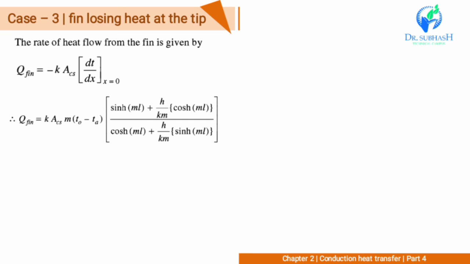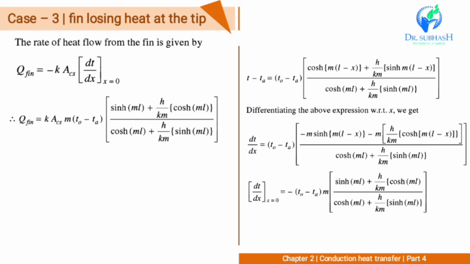The heat flow rate from Fourier's equation, Q fin is equal to minus K A dT by dx when x is equal to 0, and we get this term: Q fin is equal to K into A into m into T0 minus Ta multiplied by sin hyperbolic ml plus h by km cos hyperbolic ml divided by cos hyperbolic ml plus h by km sin hyperbolic ml. Now, how we get this term is represented here in this derivation.